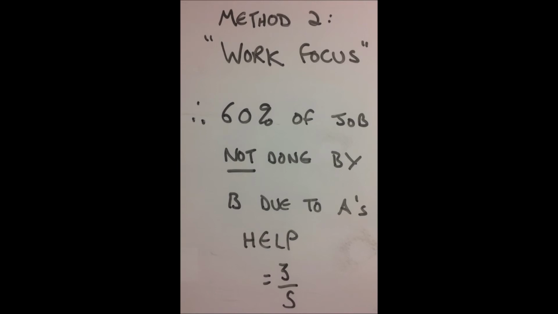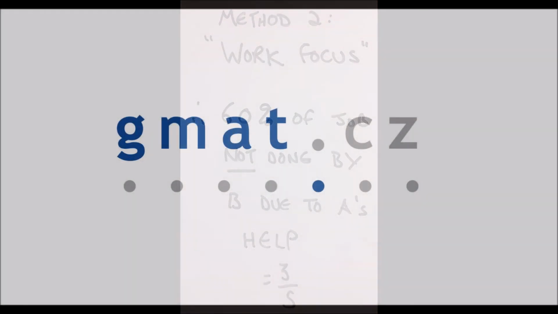So machine B would have done 100% by itself, but now it's done 40%, and therefore 60% was not necessary. 60% as a fraction is 3 over 5. That's answer choice E.